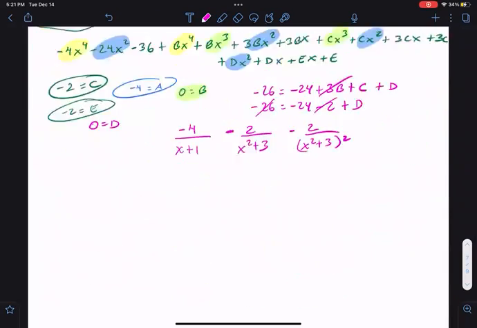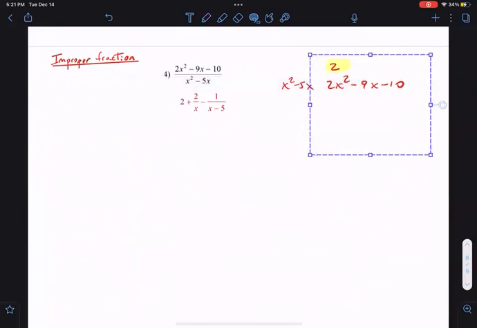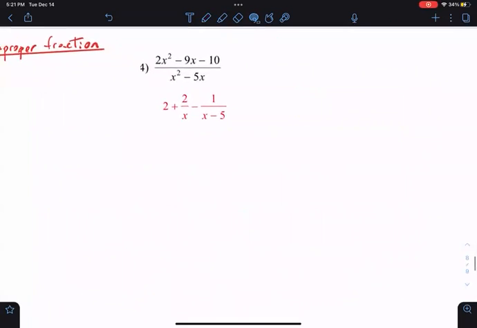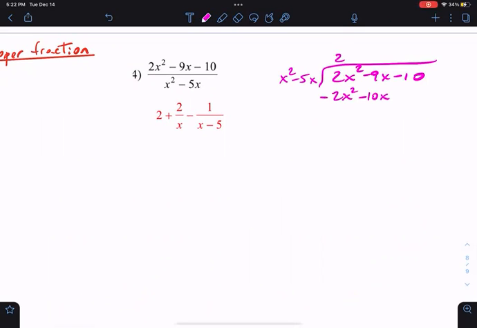Okay? The next one, and this is the last one that we do. It's an improper fraction, you know that because we did that in class, right? When the degree of the numerator is greater than the degree of the denominator, that's improper form. So we need to use long division. So 2x squared minus 9x minus 10 divided by x squared minus 5x. You multiply by 2, it's going to be 2x squared minus 10x. Change the sign. This cancels out. You get x minus 10. You cannot do anything else. So this is part of your answer. Just keep it here for now.